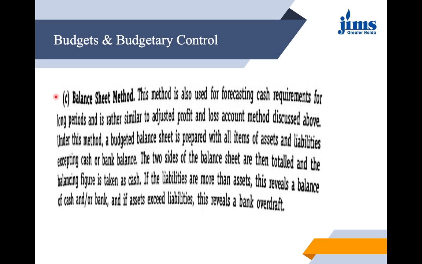Then we have the balance sheet method. This method is also used for forecasting cash requirements for long periods and is rather similar to the adjusted profit and loss account method that we have just discussed. Under this method, a budgeted balance sheet is prepared with all items of assets and liabilities, excepting cash and bank balance, because the two sides of the balance sheet are then totaled and the balancing figure is taken as cash. If the liabilities are more than assets, this reveals a balance of cash or bank. If assets exceed liabilities, this reveals a bank overdraft.